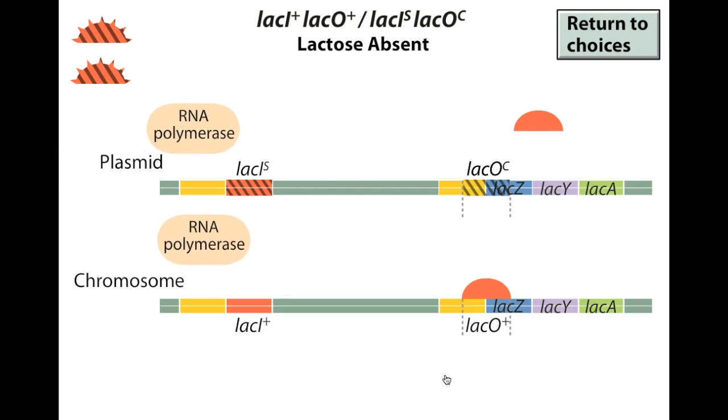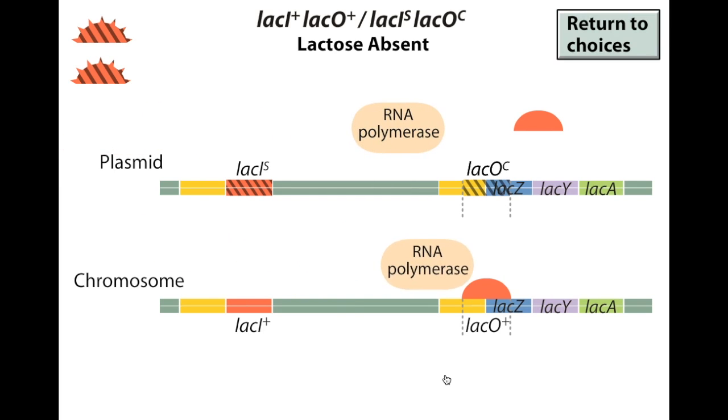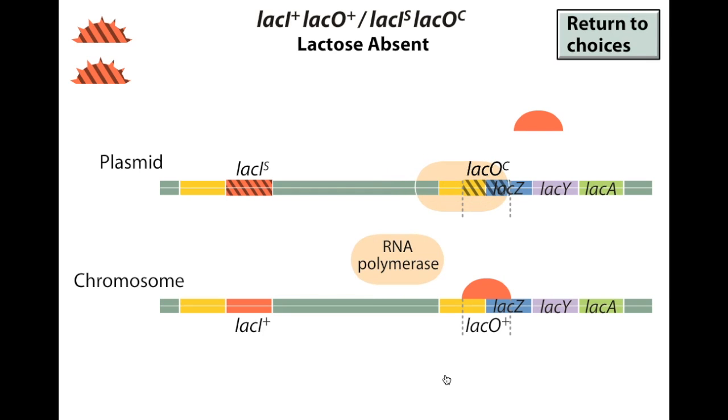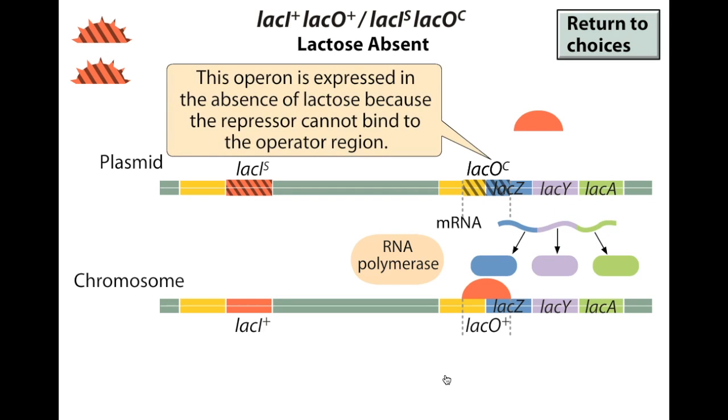Repressor bound to the lower operon blocks RNA polymerase from binding. However, no repressor is bound to the mutant operator to impede the polymerase. Thus, RNA polymerase transcribes the structural genes of the upper operon, and the mRNAs are then translated into the lactose metabolizing enzymes, even in the absence of lactose.